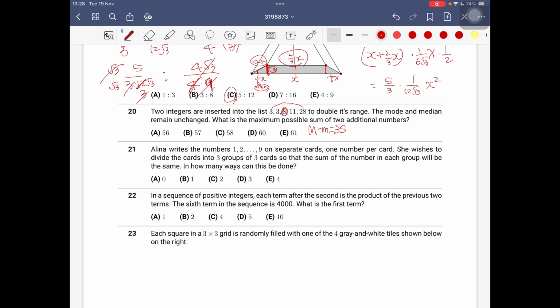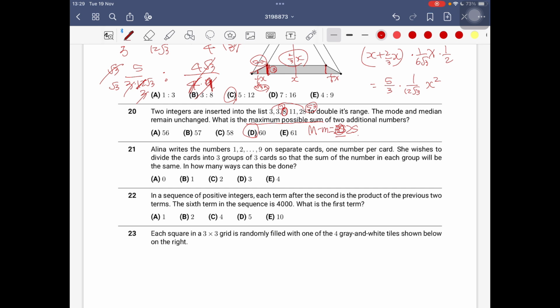So we want to make the maximum possible sum of the 2 additional numbers. Because we want to keep the median as 8, we had better put 1 on the left side and 1 on the right side. But now we want the maximum possible sum, so the numbers should be as large as possible. So let's say if we put number 7 here, and to make the range 50, we can put 53 here. So for 2 additional numbers, the largest possible sum is 60, I think. Then in that case, we don't change the mode and median.